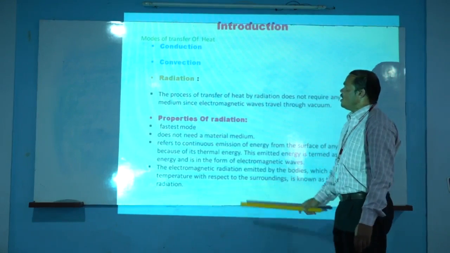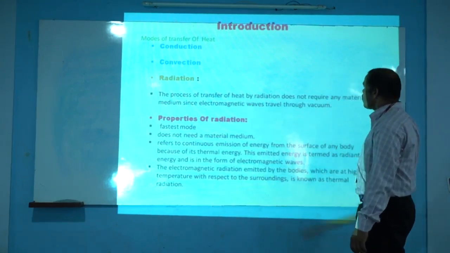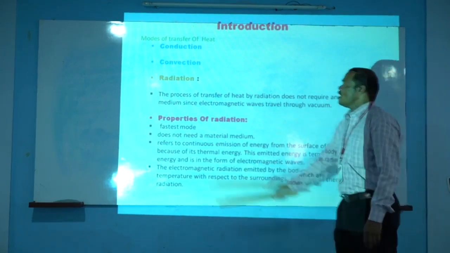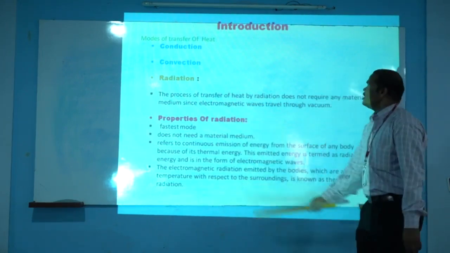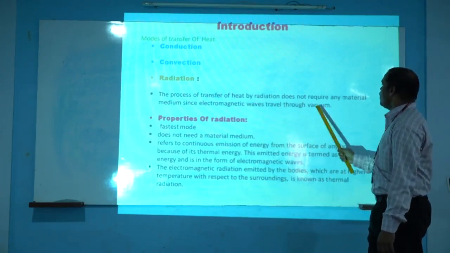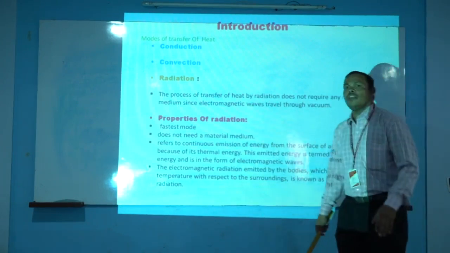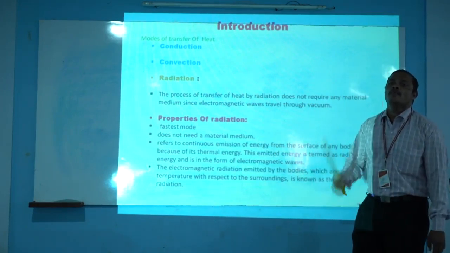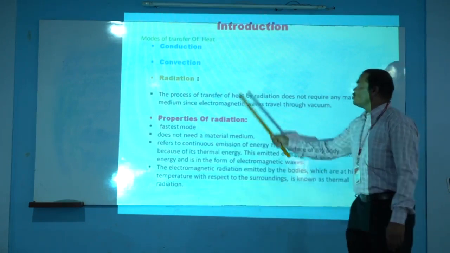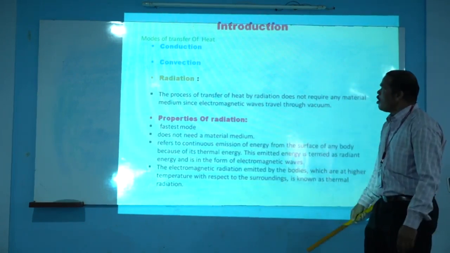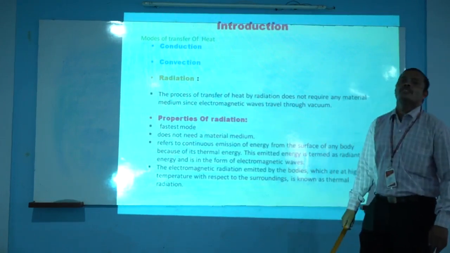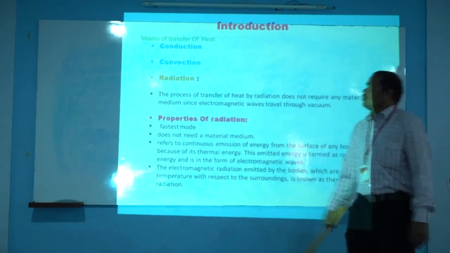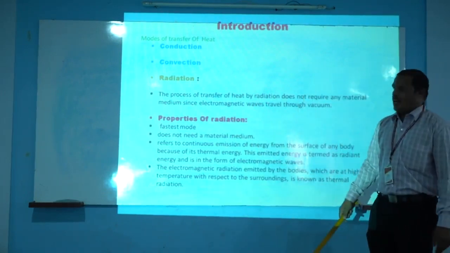We define radiation as the process of transfer of heat that does not require any material medium, since electromagnetic waves travel through vacuum. Or in other words, we can define radiation as the mode of transfer of heat energy by means of electromagnetic waves, for which a material medium is not necessary. Following are the properties of radiation.